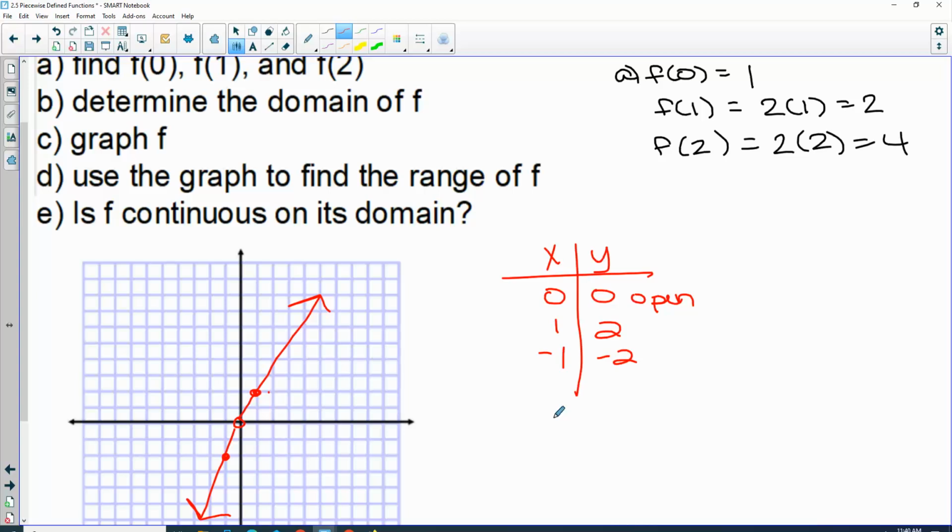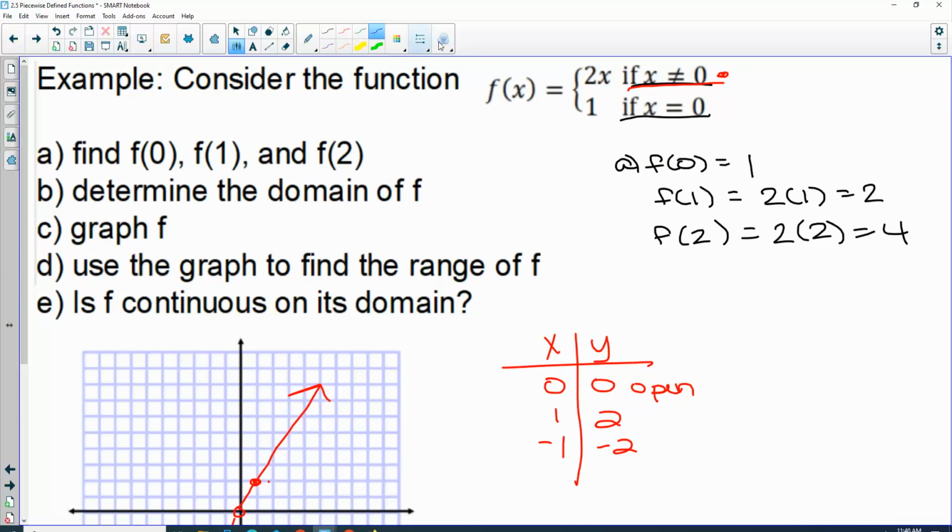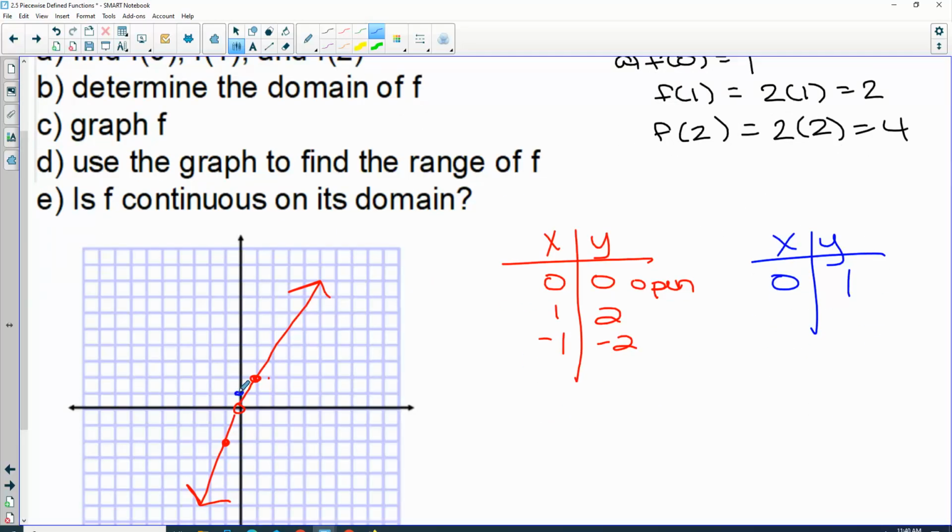All right. The second piece tells me 1 if x equals 0. So the only x value we can plug in is 0, and we get out 1. So 0, 1 is a point on my graph.